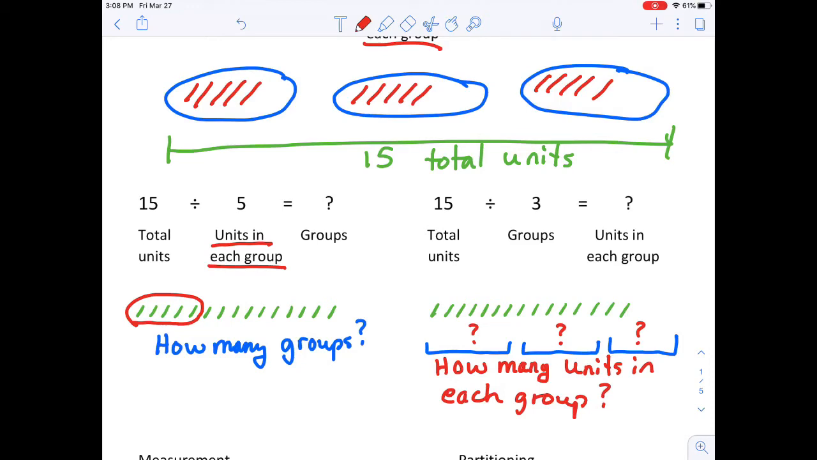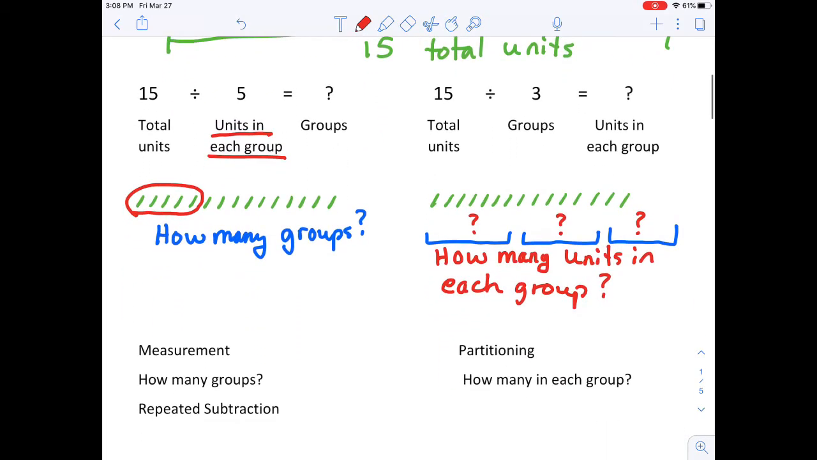We give names to both of these perspectives. So on the left, we might call it a measurement perspective because we knew how many in each group. We could measure out sets of 5 and then count the groups. We might call it a how many groups perspective because that's the question we're asking. And some books also call it repeated subtraction.